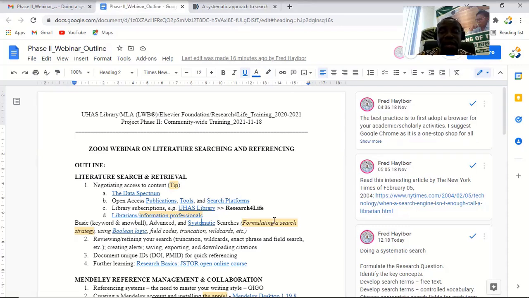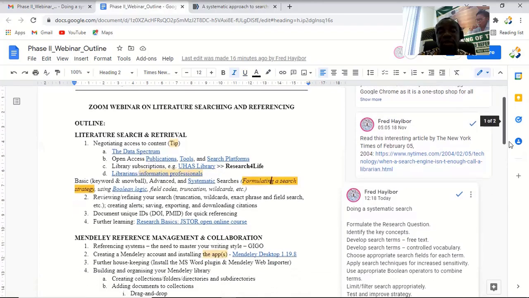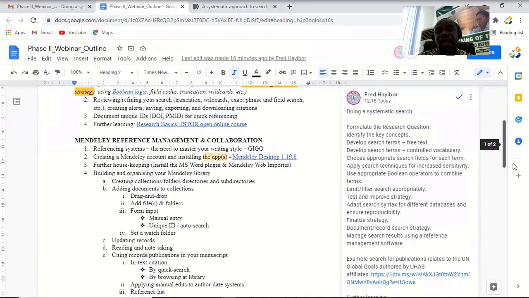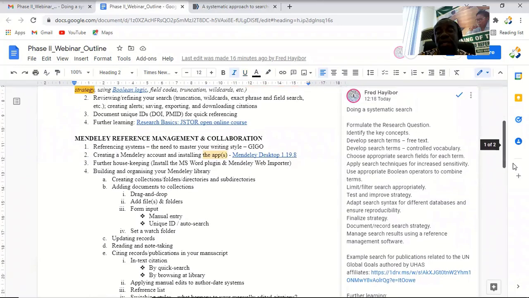So right by clicking here, it pulls out my comment on what we call search strategy formulation. And here I have listed about 12 points with some examples that I'll be sharing. So in doing a systematic search, the first thing is to formulate the research question. Now, how do you come about a research question?